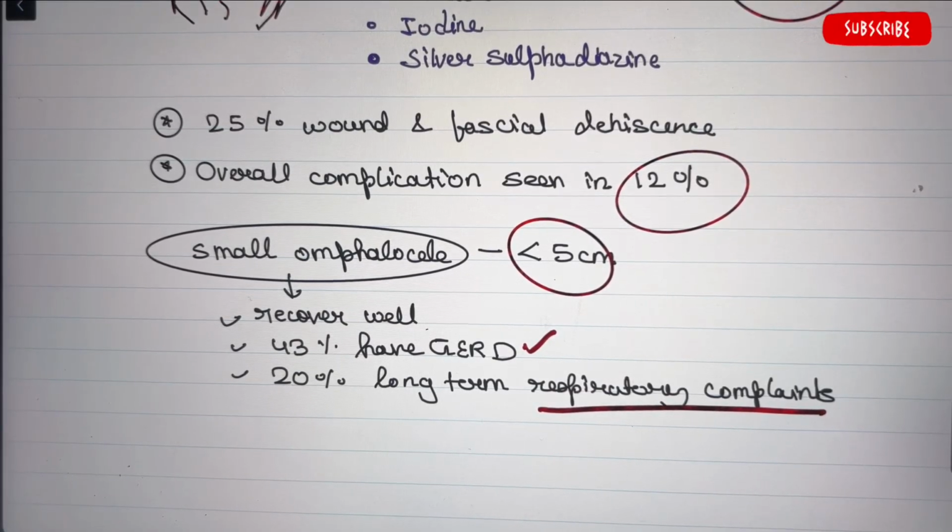Congenital abdominal wall defect. We will continue with the next chapter of pediatric surgery.